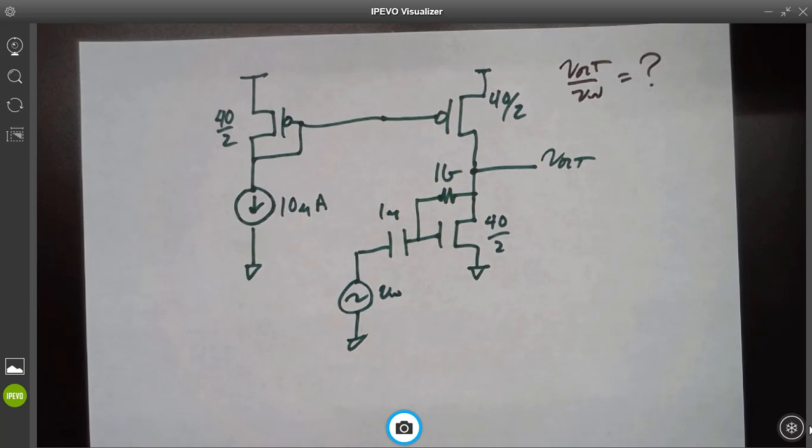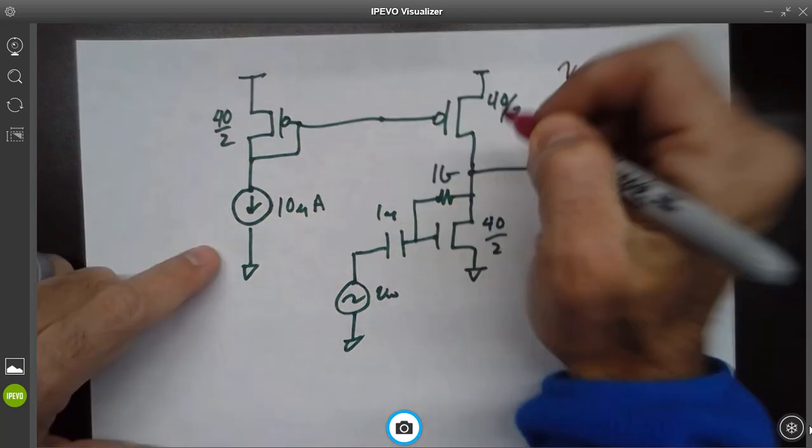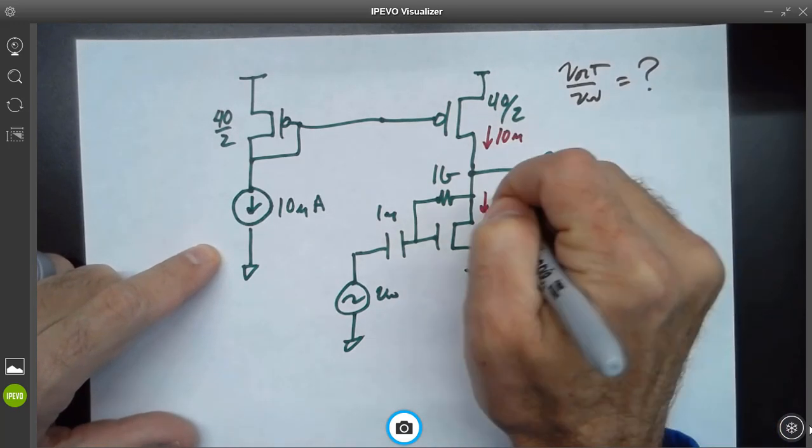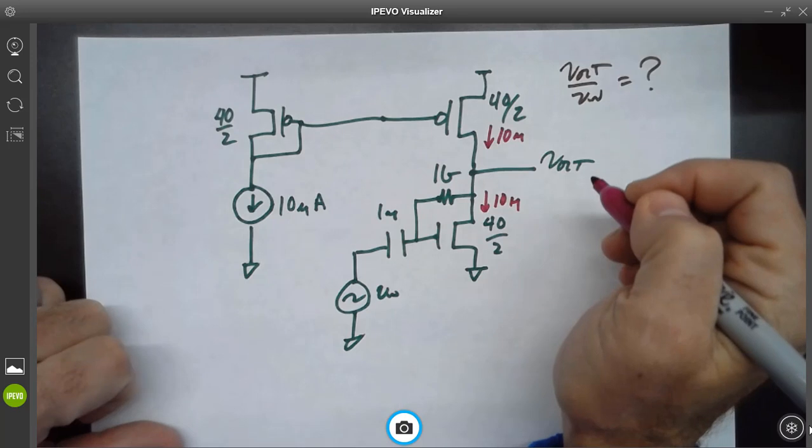Find VSG. Why do I need to find VSG? Oh, because you need to calculate the amps when you eventually find out VSG. How about let's not find VSG and just say this is 10 microamps, and this is 10 microamps. Would everybody agree with that?